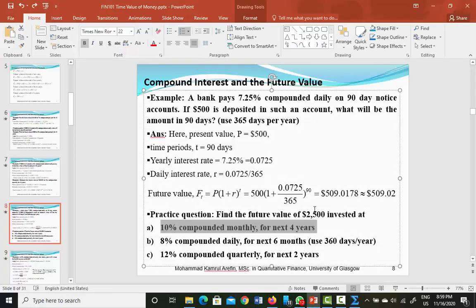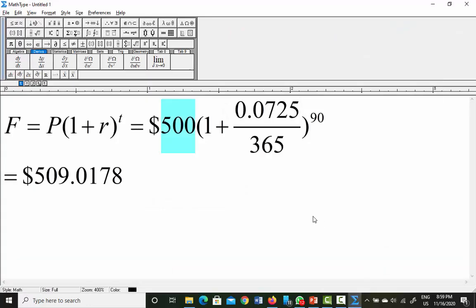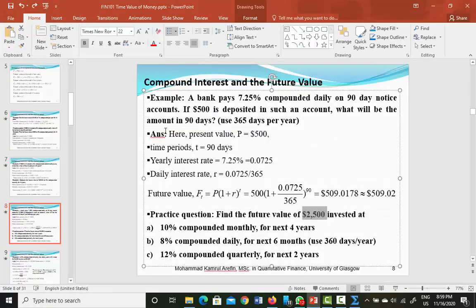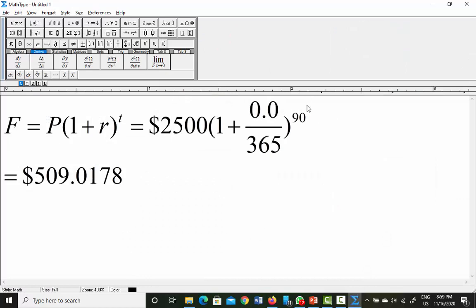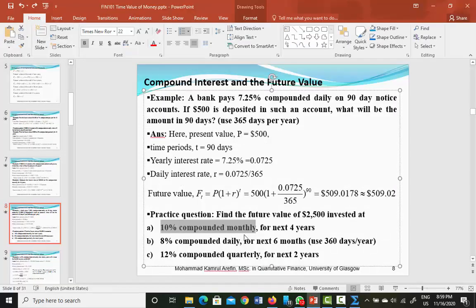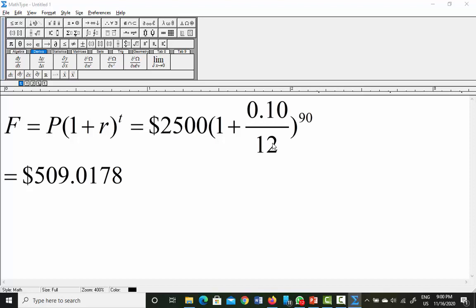So here the present value is $2,500, and the interest rate is 10% compounded monthly. 10% means 0.10. Compounded monthly means we need to divide it by 12, because this is the yearly rate. 10% is the yearly rate, but it will be compounded on a monthly basis. In a year we have 12 months, so we need to find the monthly interest rate. That is 0.10 divided by 12.